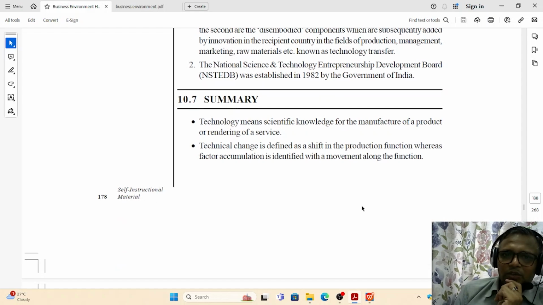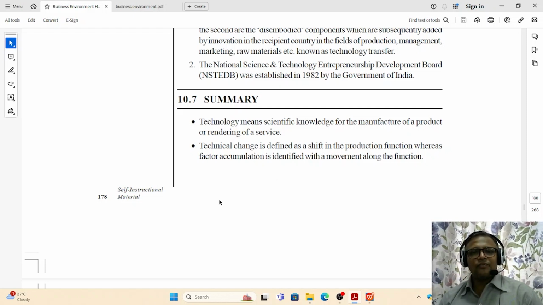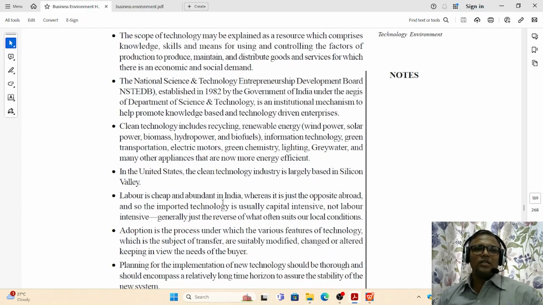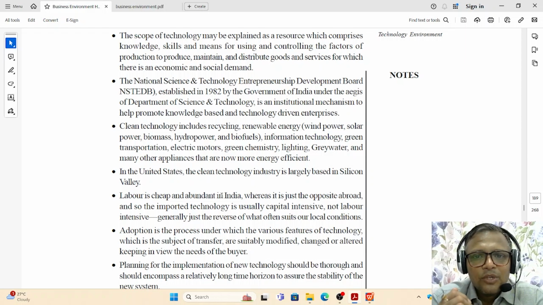Thus, we can summarize that technology means scientific knowledge of the manufacture of goods and services. And technical change is defined as a shift in the production function. Factor accumulation is defined as a movement along the function. Thus, the scope of technology can be defined as a resource which comprises the knowledge, skills, and means for controlling the factors of production to produce, maintain and distribute the goods and services for which there is an economic and social demand. Thus, NEST-BED was established in 1982 by the Government of India under the aegis of DST. It is an institutional mechanism to help promote knowledge-based, technology-driven enterprises.